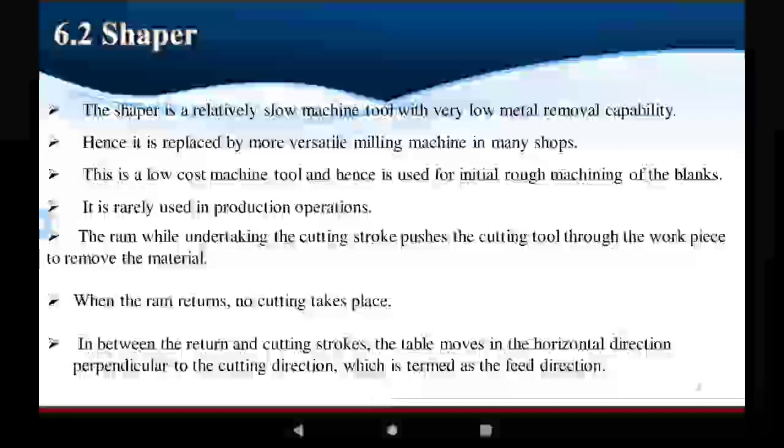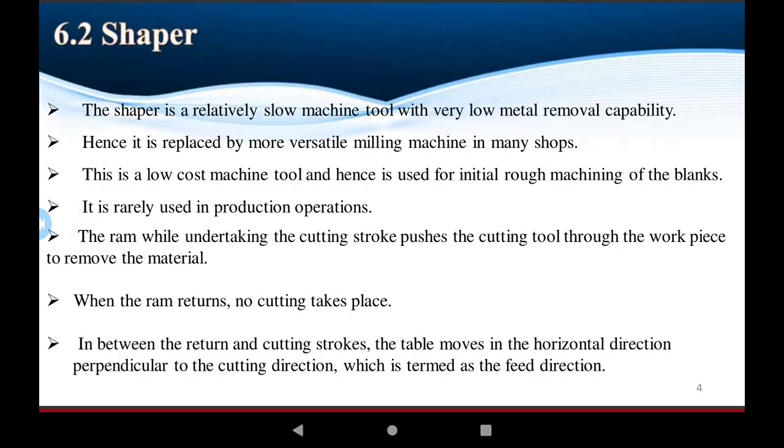The shaper is a relatively slow machine tool with very low metal removal capability. The shaper machine has very low removal of metal from the workpiece. The machine is also used for very little material removal.